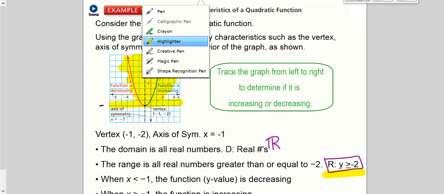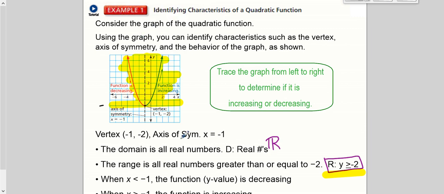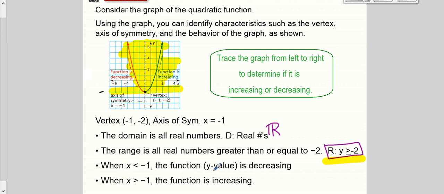When x is less than -1, the function is decreasing. And when we say the function, we're talking about what the y values are doing. When x is greater than -1, the function is increasing. So on the left side of the vertex, it was decreasing, and on the right side of the vertex, it was increasing.